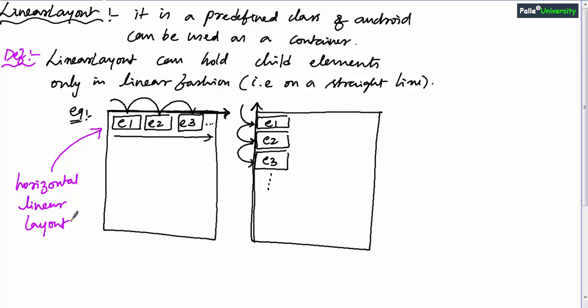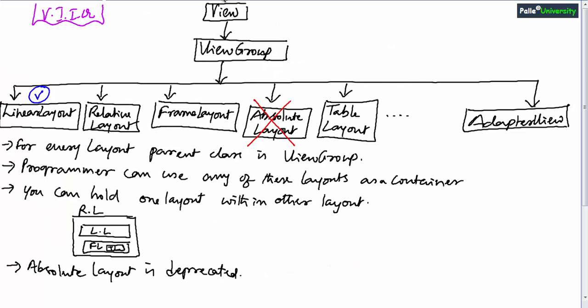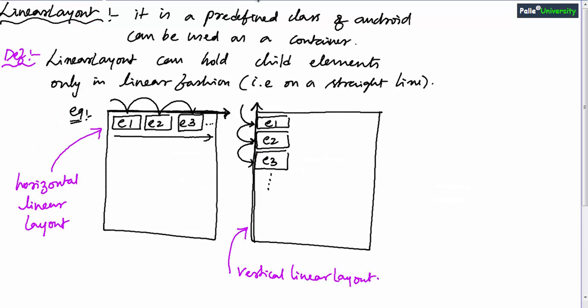This is just theoretical terms, horizontal linear layout and vertical linear layout. Remember, though I told you a view group is a container which holds multiple elements, whenever a programmer wants to place multiple elements on the screen, the programmer should not use a view group directly. The programmer should use one of these mentioned layouts, either linear layout or relative layout, and so on, based on the requirement. Now, I will tell you an important problem with linear layout.